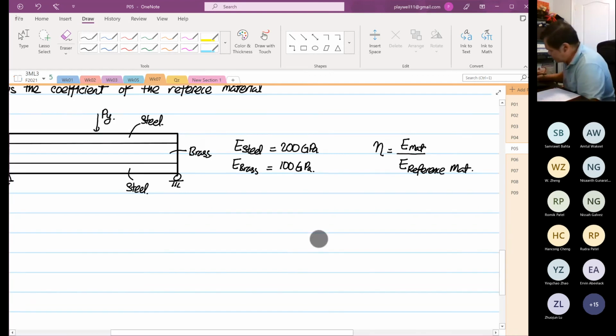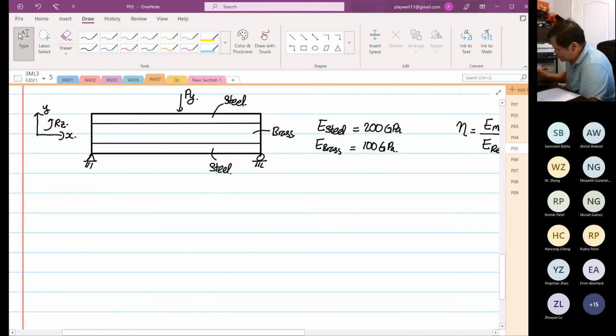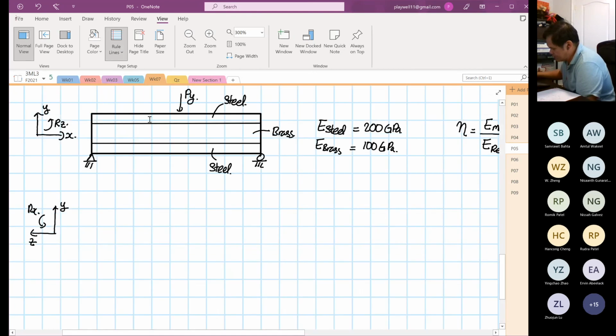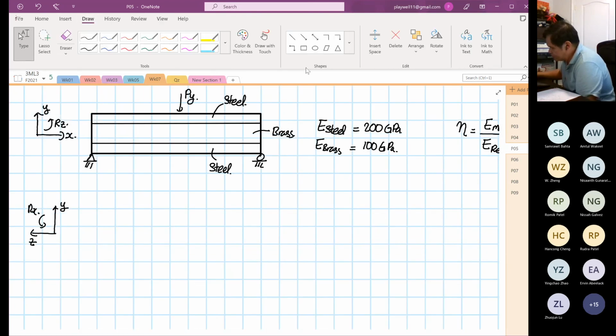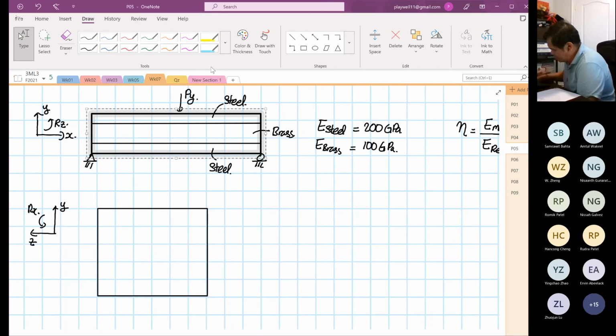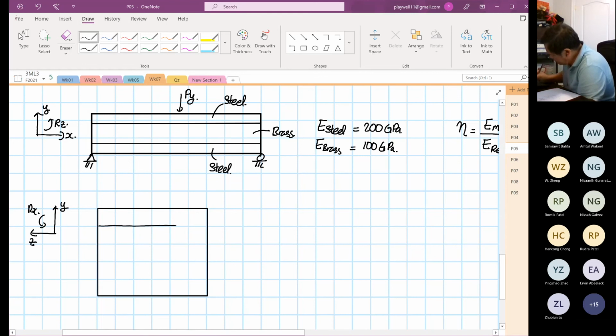So let's look at the cross-sectional view now. I'm going to draw the cross-sectional view now. This is Y, Z, rotation about X. I'm going to change the paper background because it's all relative. So this is our material. So this is a cross-sectional view.